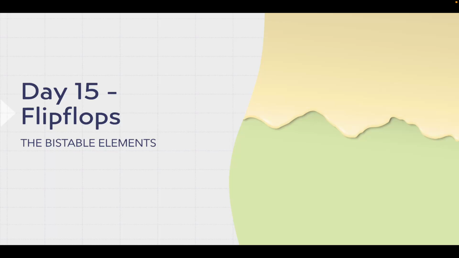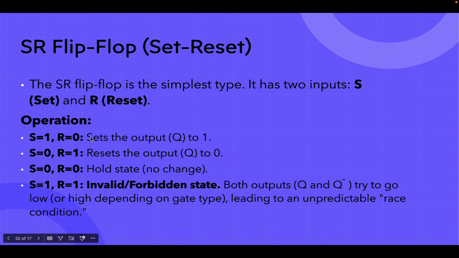Today, the 15th day of the 100-day series of digital design and Verilog series. Today, we're going to talk about flip-flops. Flip-flops are basically bistable elements in sequential circuits. It means they can hold two states, that is 0 and 1.